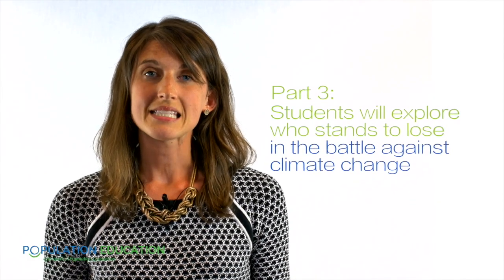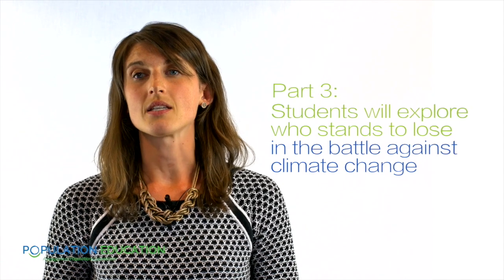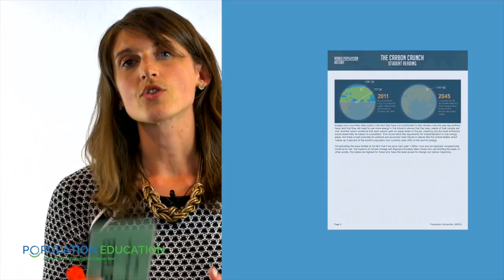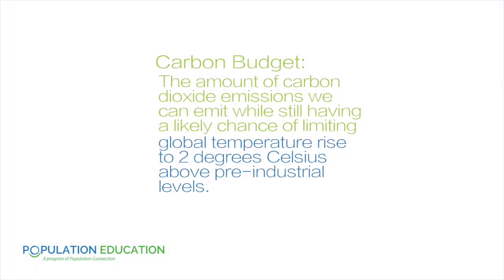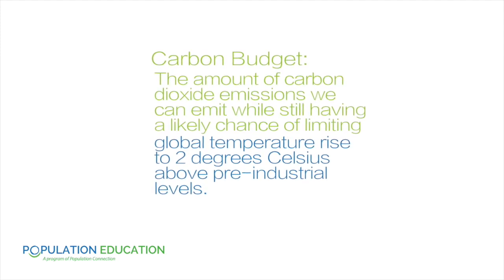So now moving on to part 3. In this section, students will be investigating who stands to lose in the battle against climate change. To begin this section, we ask that students read the student reading, which is a reading talking about the carbon budget. Now, the carbon budget is a concept that has been discussed in the scientific community, which really outlines how much carbon we can emit into the atmosphere before we cause irreparable damage to our planet.